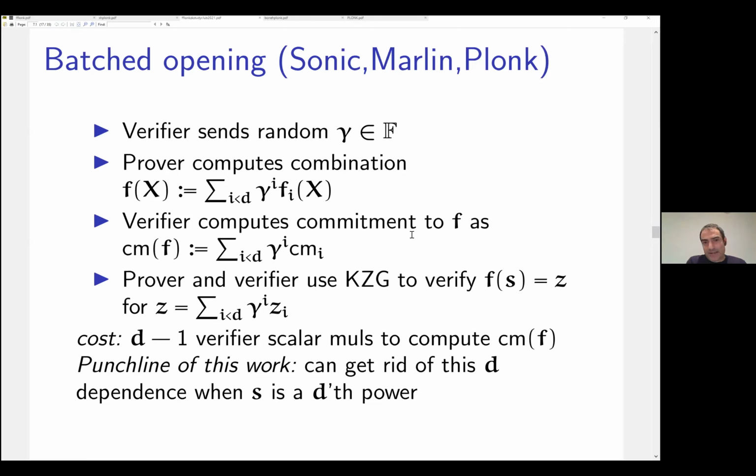And now, again, in our context, the main question is, well, what is the verifier cost here? And the verifier cost here is d minus 1 scalar multiplications. Why? Because in this phase of computing the commitment to f, the verifier needs to take this random combination of the commitments of the fis.